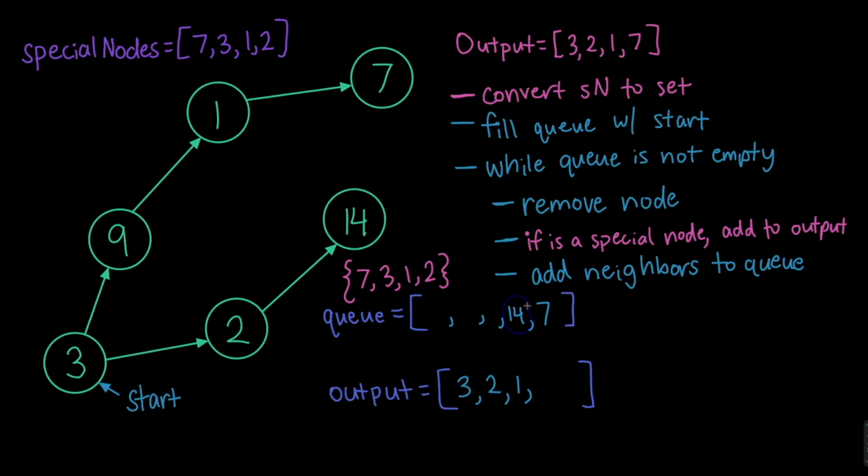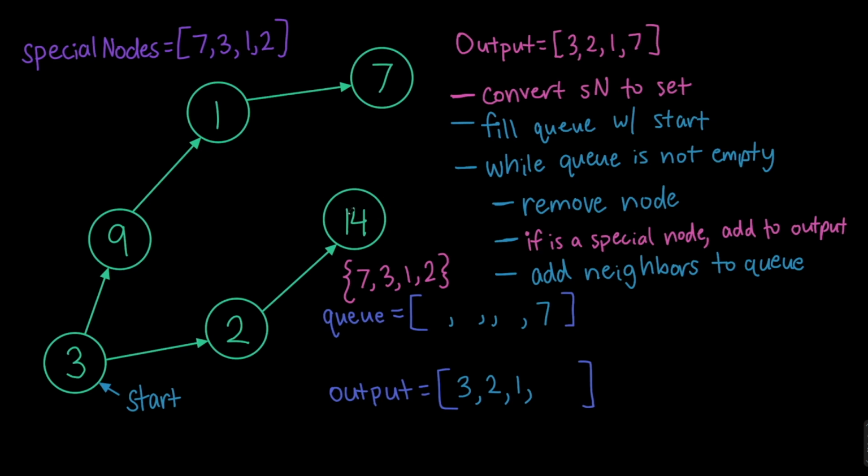Oops, not with the commas. We just want the 14 node by itself. Okay, we pull it out here. We want to check, is it a special node? It is not, so we can go ahead and erase it. We don't have to put it anywhere. And we have to make sure that we add any children or neighbors of the 14 node.